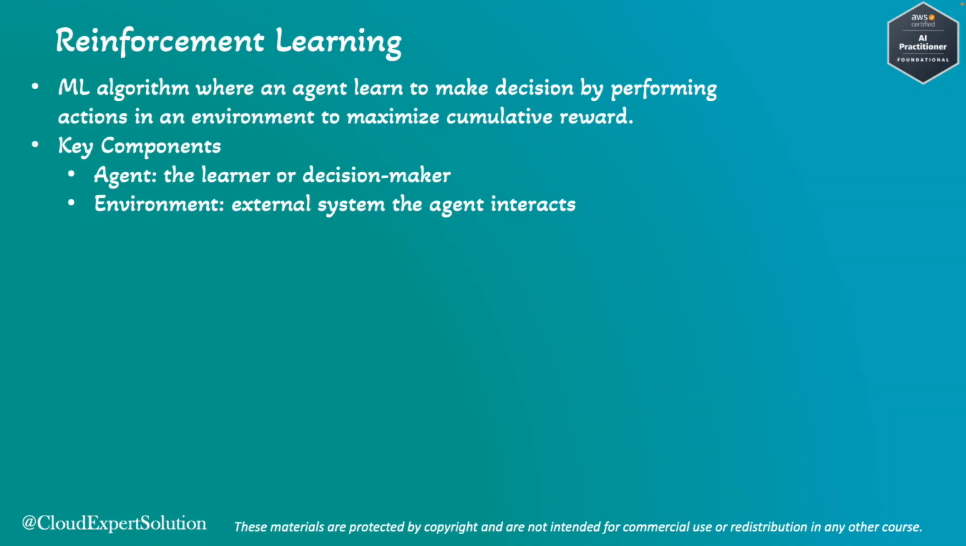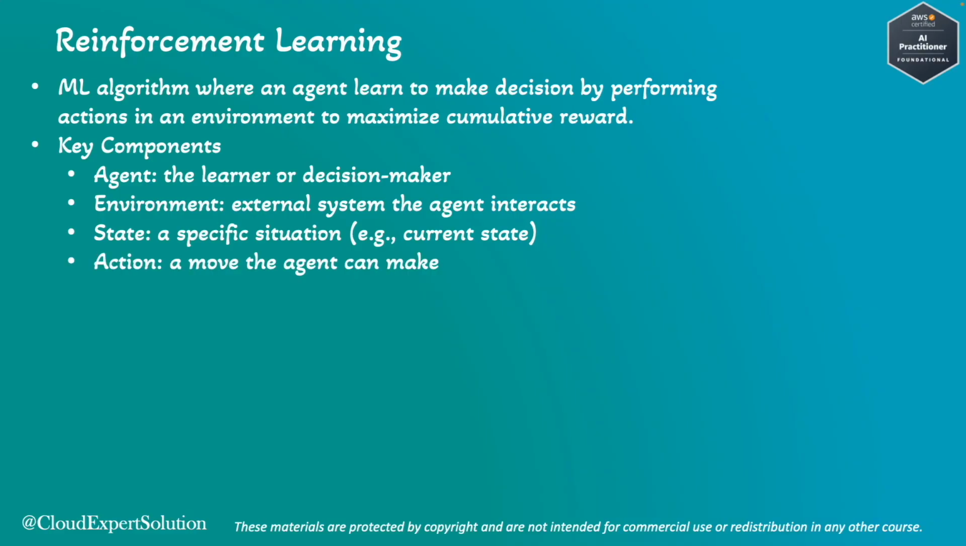Environment: the world the agent is interacting with. It could be the game board, it could be the maze. State: a specific situation in the environment. It could be the agent's current position, or the robot's current position with rewards. Then action.